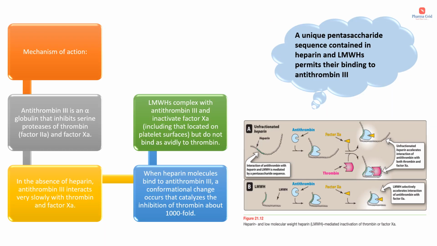Moving on to the mechanism of action of heparin and low molecular weight heparin. Heparin accelerates inactivation of coagulation factors by antithrombin 3. So what do we mean by antithrombin 3? Antithrombin 3 is an alpha globulin that inhibits the serine proteases thrombin and factor 10A. Thrombin is also known as factor 2A. In the absence of heparin, antithrombin 3 interacts very slowly with thrombin and factor 10A. When heparin binds to antithrombin 3, a conformational change occurs that catalyzes the inhibition of thrombin about 1000-fold.